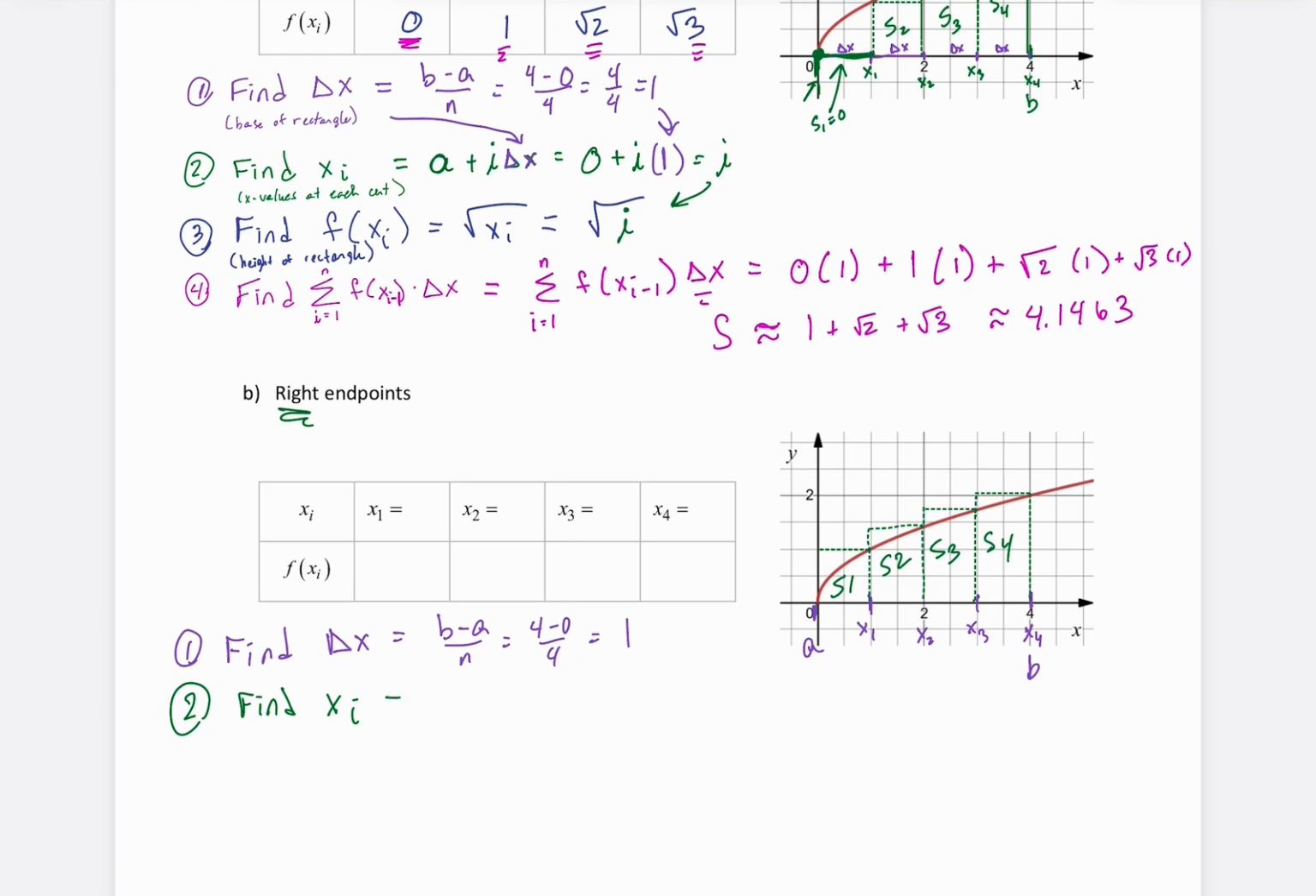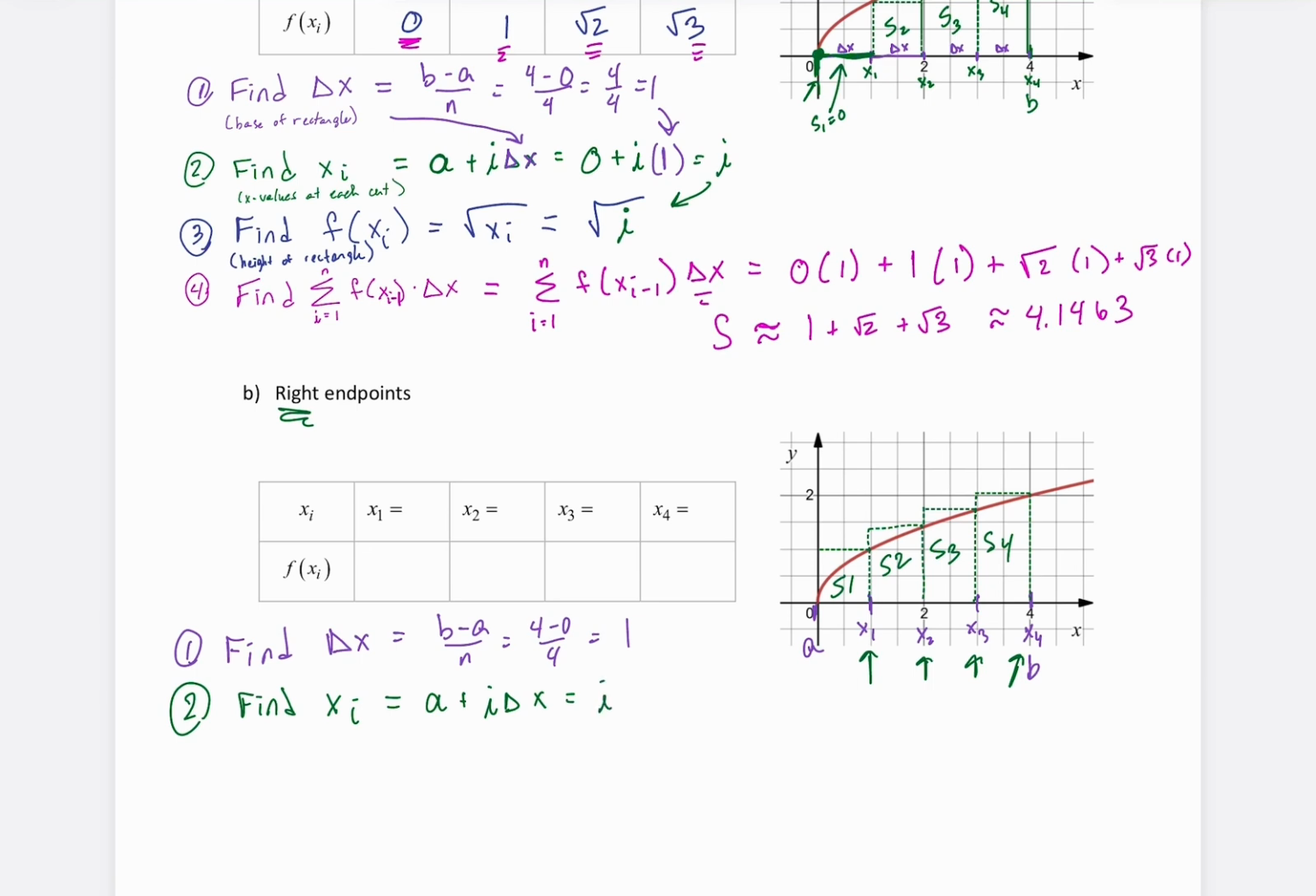Well, it's the same calculation to find xi as we did before. The only difference is when we get to step 4, we will use the right-hand side of the x's, so that instead of using x minus 1, we'll use x. So we used our x1, x2, x3, and x4. And that formula is still the same, which we got just as we did above.